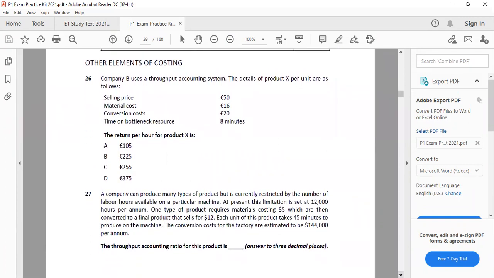The next topic we have is other elements of cost. So what are the other techniques is what we will look into.